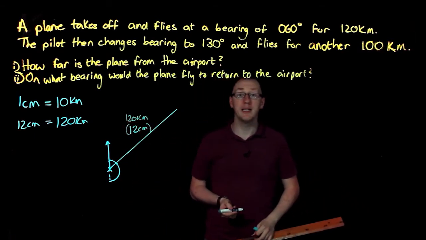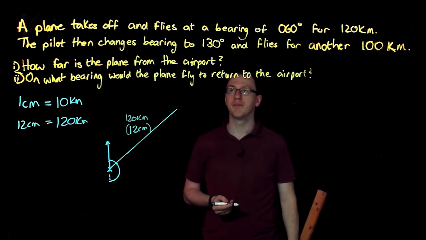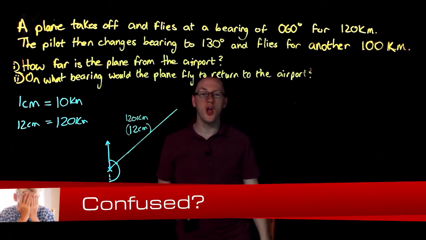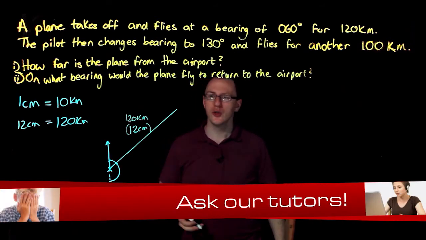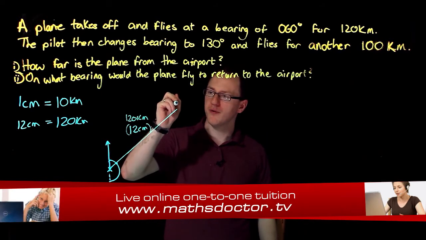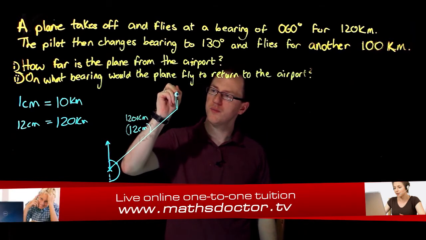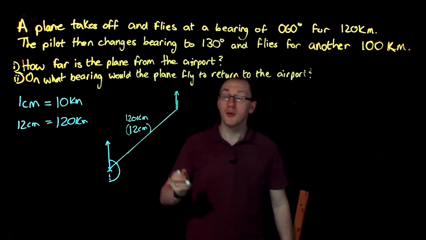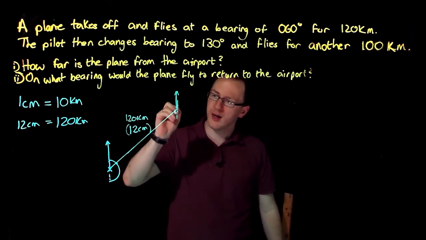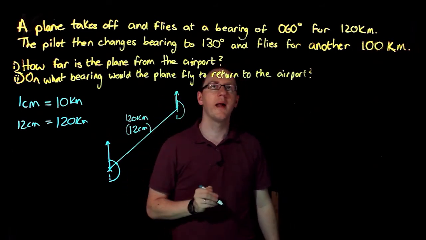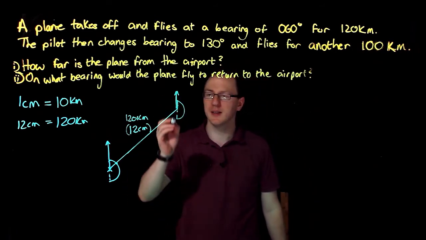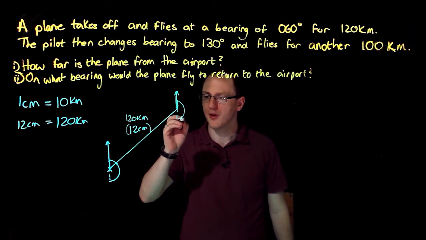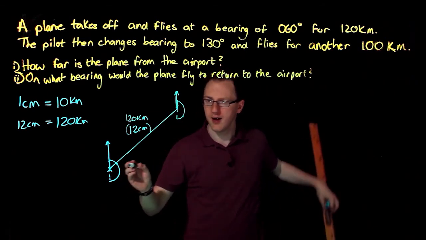Now, at this point, the pilot changes direction. He changes direction to be on a bearing of 130 degrees. So I'm going to need to do exactly what I've done before. I'm going to mark in north, going straight up. I'll get my protractor and put 0 at north, and I'm measuring 130 degrees. So I'll be down here. 130 degrees will be somewhere there.